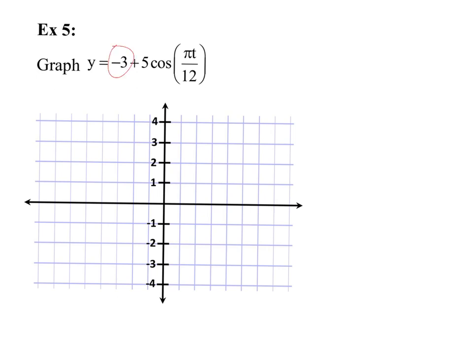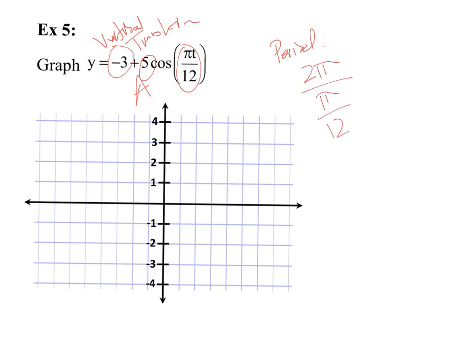Alright, this is going to be, I could just put this on the right side. That's going to be a vertical translation. That's my amplitude is 5. This is my B value. That's going to impact the period. Normal period is 2 pi, so I divide that by pi over 12. Alright, complex fraction. Not too difficult to deal with this stuff. Period is 24. Alright, in this case 24 radians.